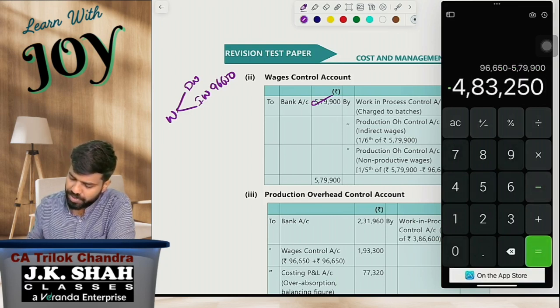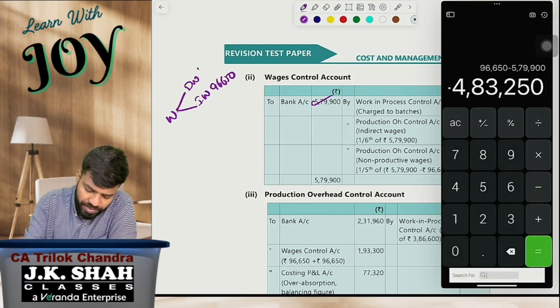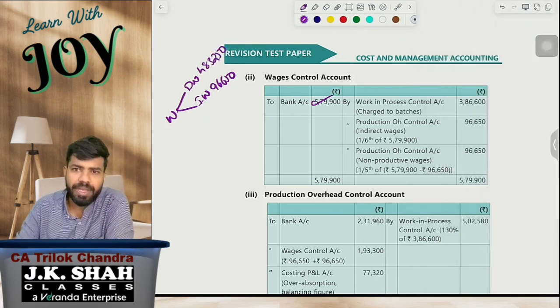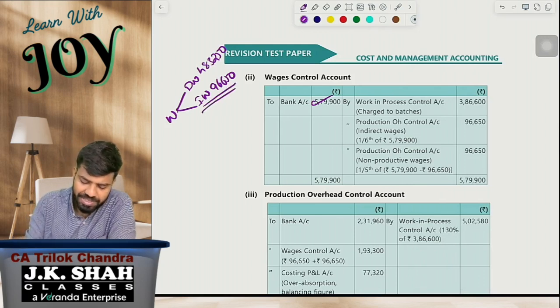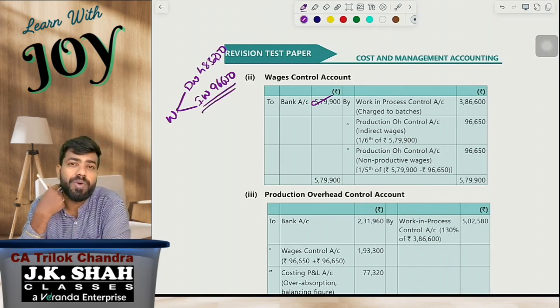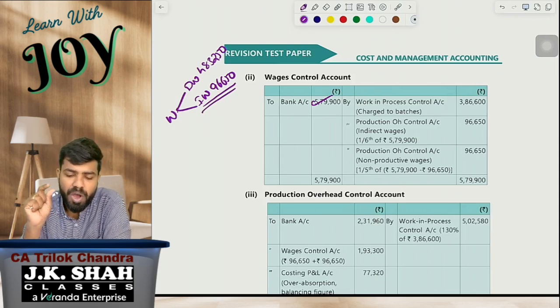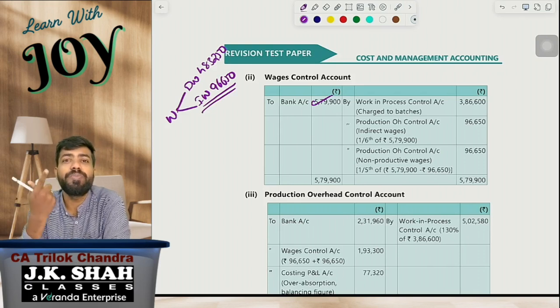5,79,900 equal to 4,83,250. 4,83,250 is direct. Now, indirect wages will be transferred to production overheads. Direct wages will be transferred to work in progress. But one small adjustment in this question is below that, they have given direct wages charged to batches.